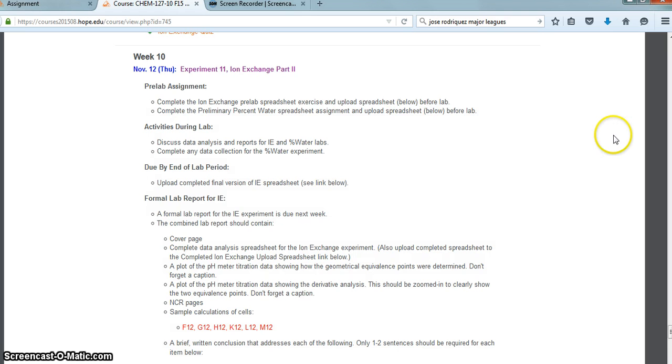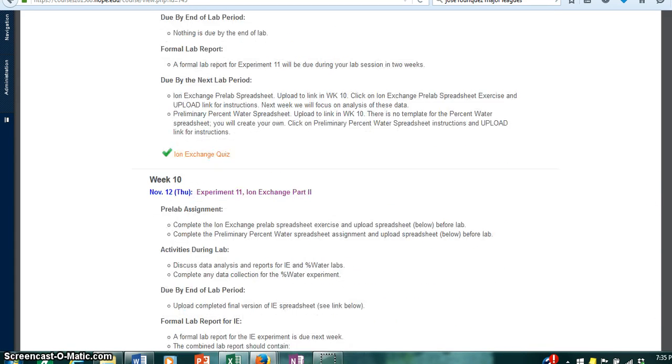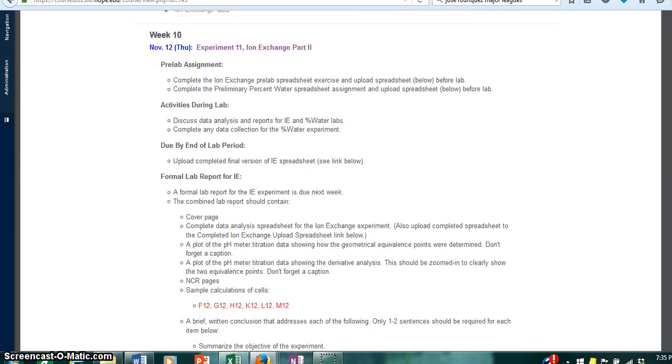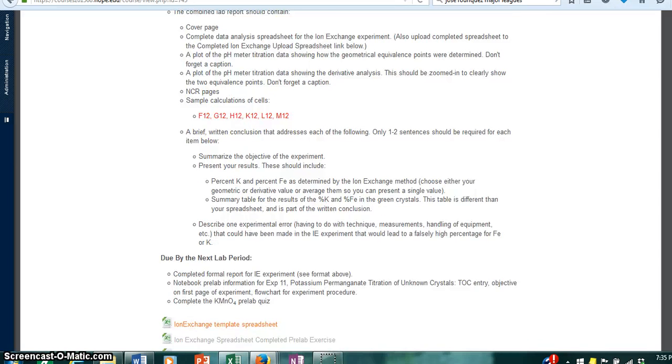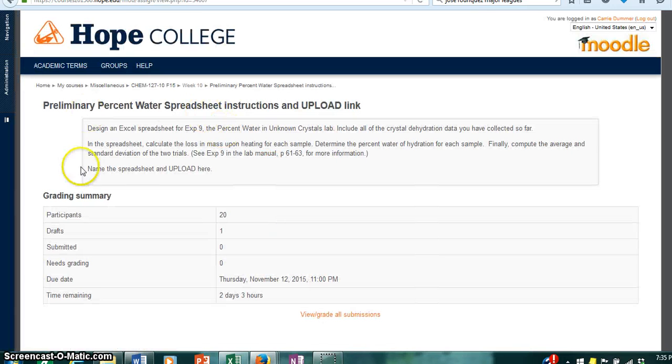And so if you, hold on a second, this might be tricky. I'm going to make that small. So, whoa, that was too far. If you look down here, there's the upload link right there. And the directions are right here.